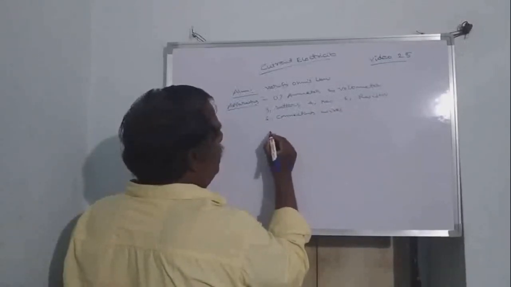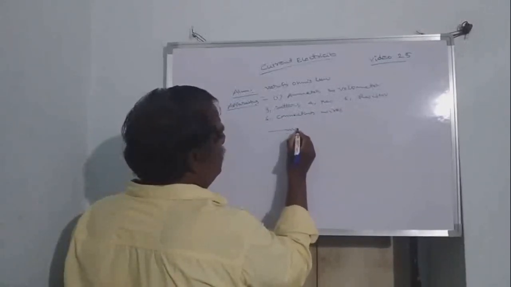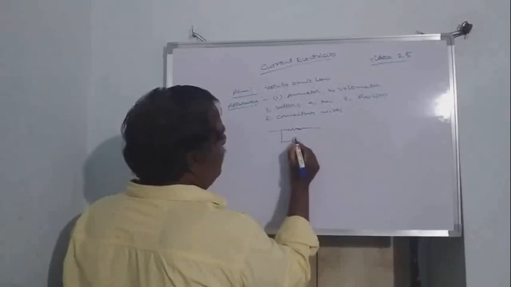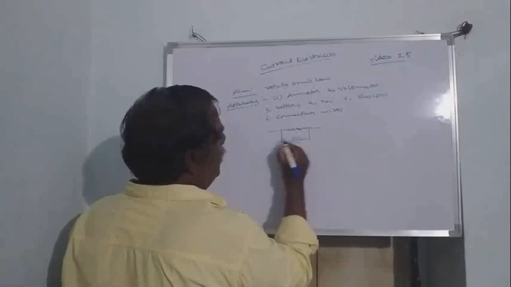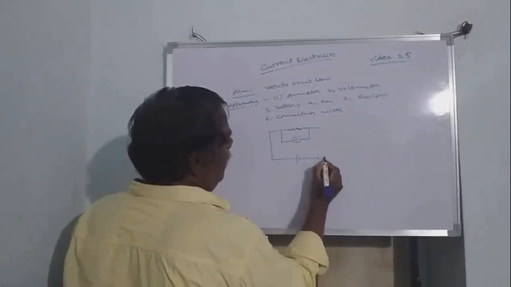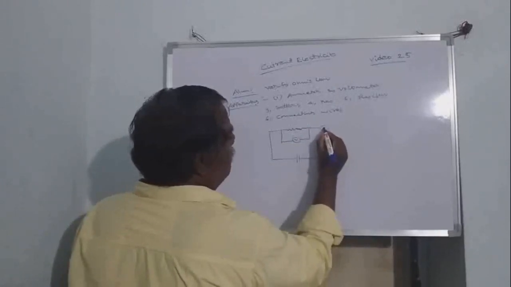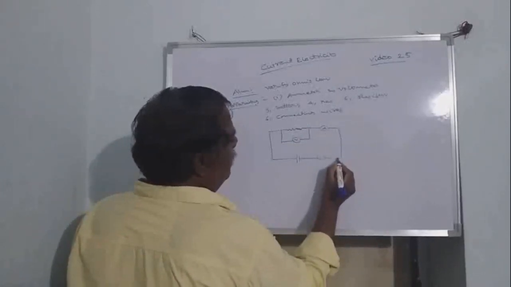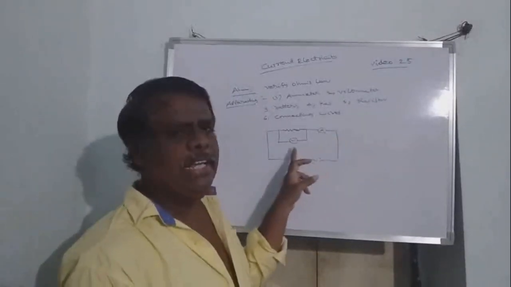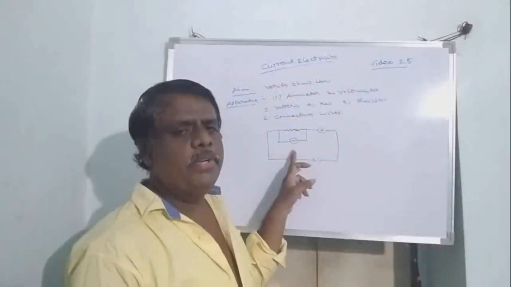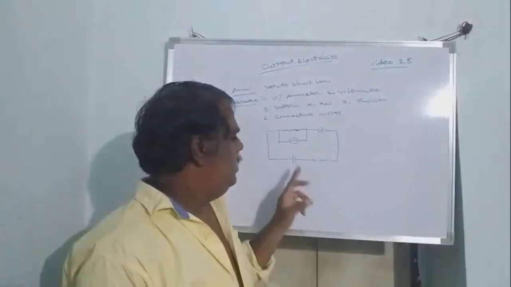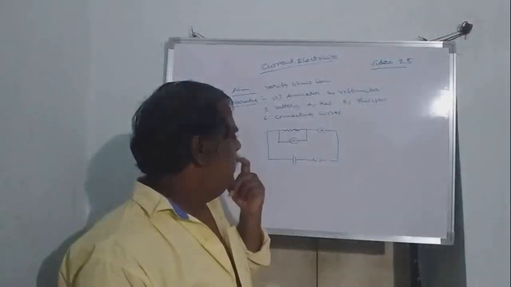So we have to draw the circuit. Suppose this is a resistor. The voltmeter should always be connected in parallel to the resistor. The battery, the key and the ammeter, all of them are connected in series except the voltmeter. So this is the circuit.